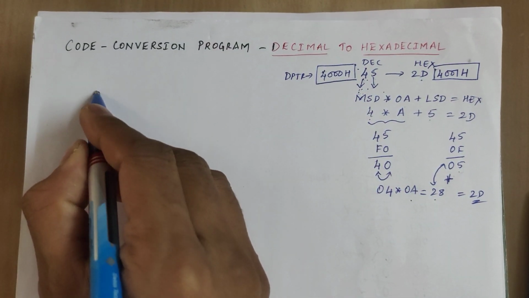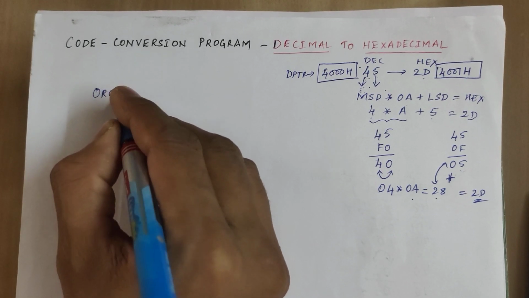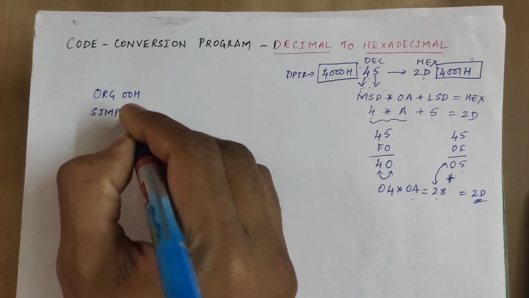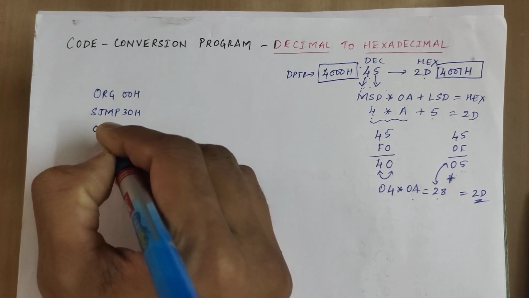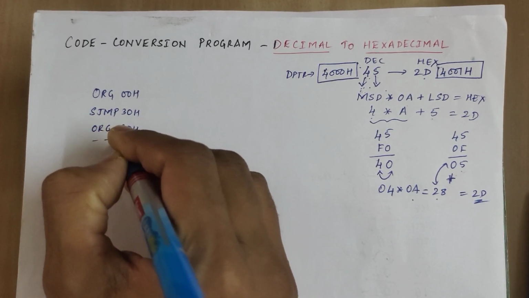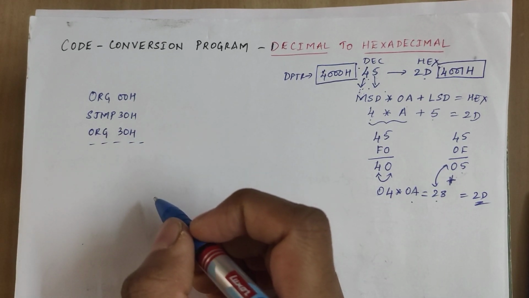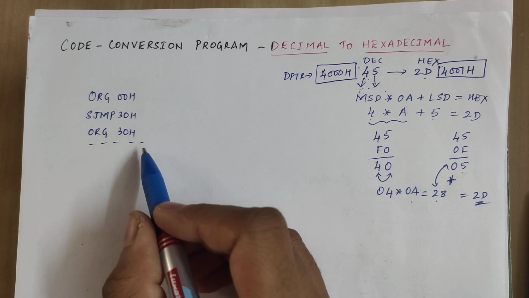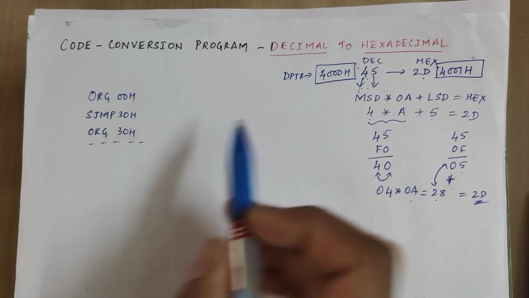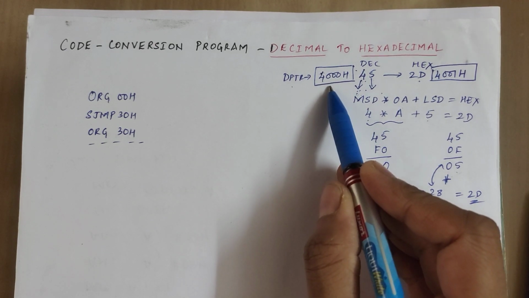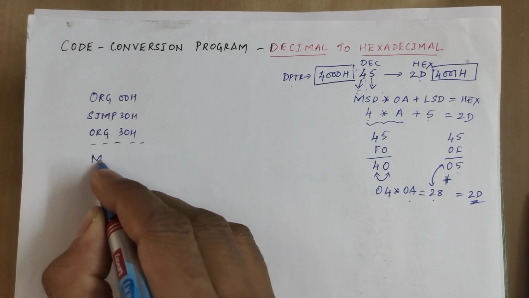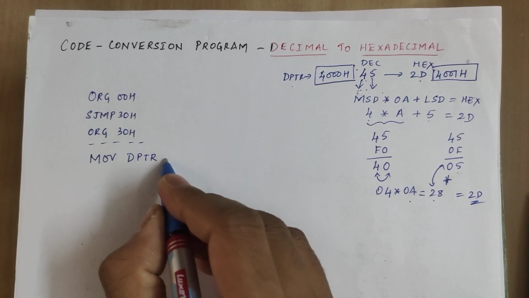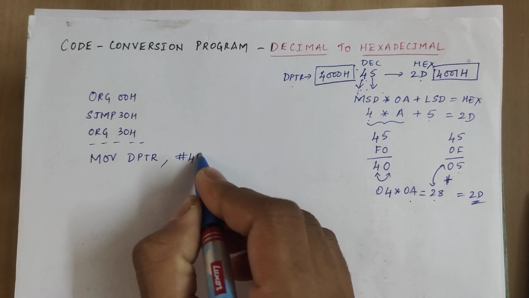The first three lines would still continue to remain the same: ORG 00H, SJMP 30H, and ORG 30H. So we are skipping the first 30 locations because we don't want to disturb the interrupt vector table which is stored in the first 30 bytes of your program memory. Now let's start. First step, we are supposed to initialize DPTR to this address. So initializing DPTR means moving that address into DPTR. So the instruction is MOV DPTR, #4000H.